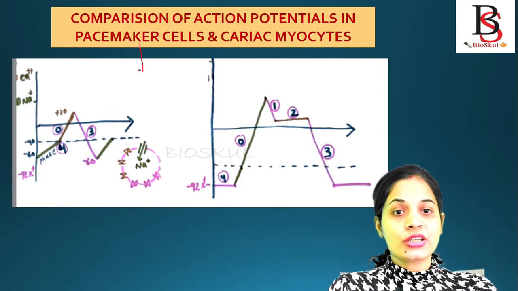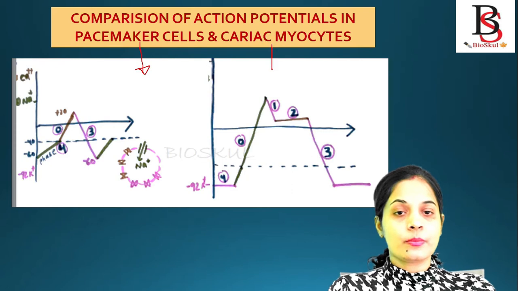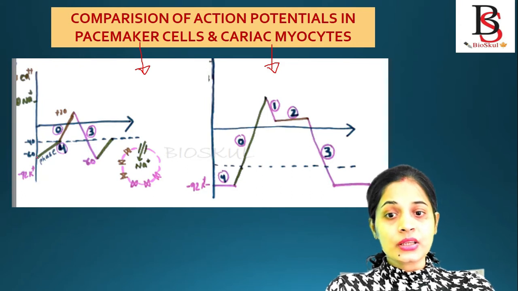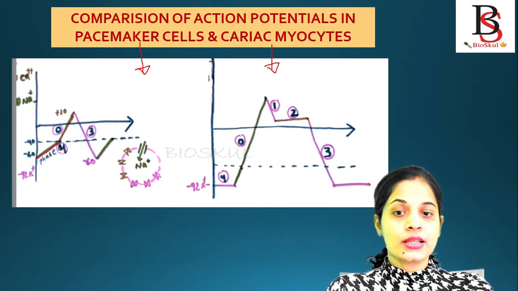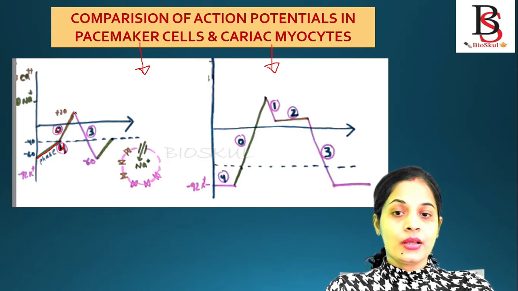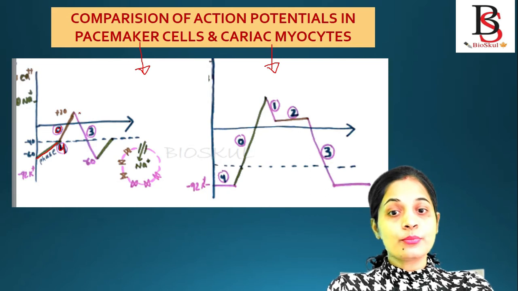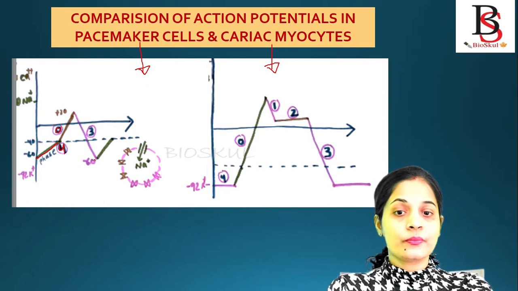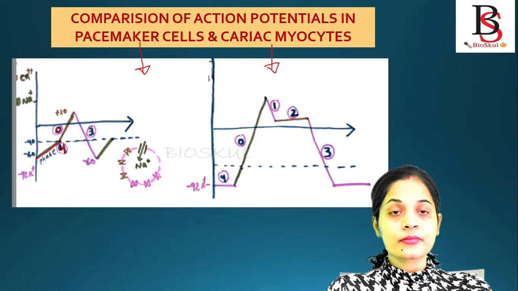Let's compare the action potential of the pacemaker cell. This one is the action potential of the pacemaker cell and this one is the action potential of cardiac myocytes. The initial stage is known as phase 4, where only sodium ions enter the cell. After that, when calcium ions enter the cell, the action potential is generated; that stage is known as phase 0. Then the calcium channel gets closed and the potassium channel gets opened. When the potassium channel opens, it reaches minus 60 and the membrane is repolarized. That stage is known as phase 3.